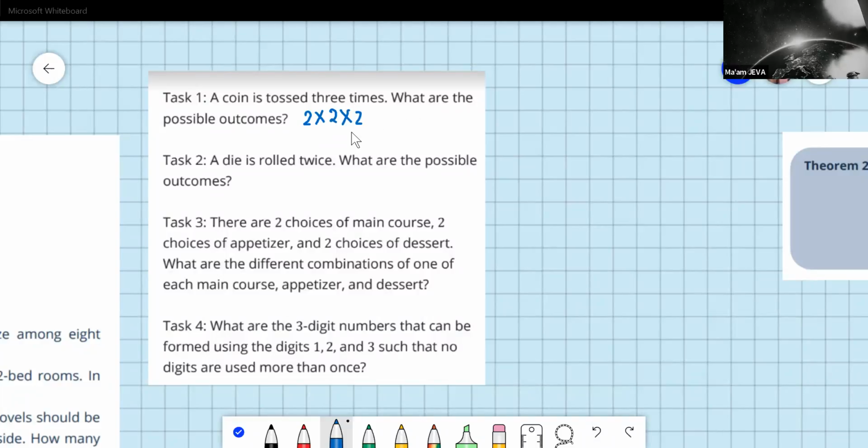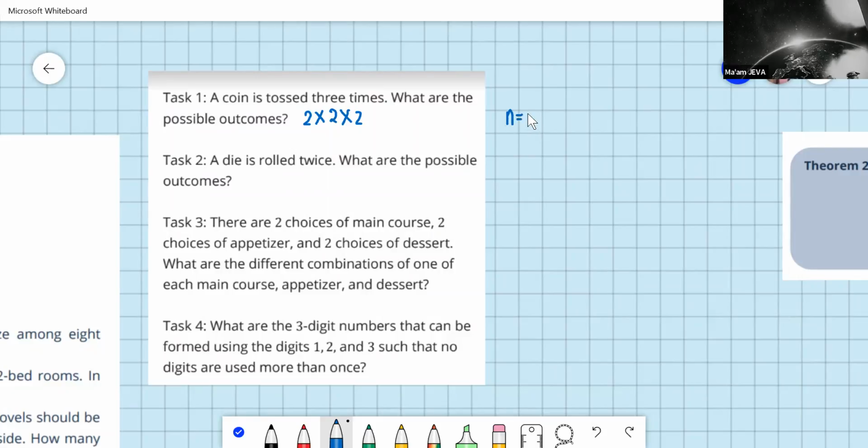So therefore, what is your n then? Your n here is 2, and the number of events you have is 3. So your r is 3. Therefore, that is n raised to r. So 2 raised to 3, which is equal to 8 outcomes. That is an example of theorem 3.1.